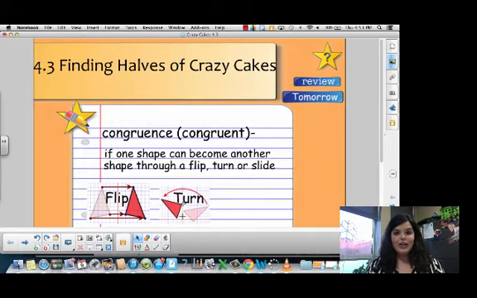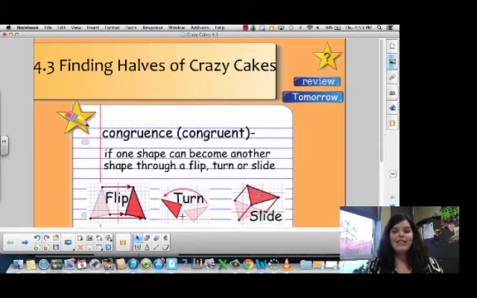Next, we have a turn. Imagine a figure on a table and you're just going to pivot or turn that figure without lifting it up at all. And you can use any of those 360 degrees to turn it. And finally, we have the slide. So still keep that figure right on the surface of your table and you're going to slide it in any direction. If your shape can look like another shape, either by sliding, turning, or flipping, your shape is congruent.